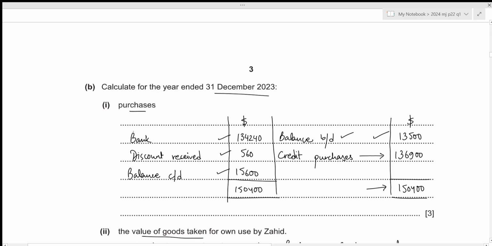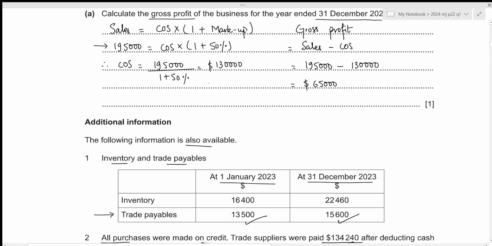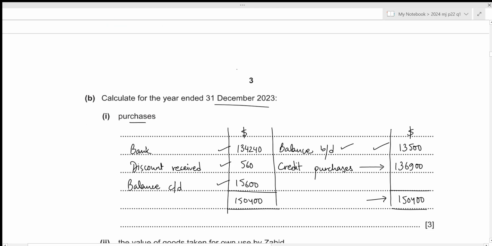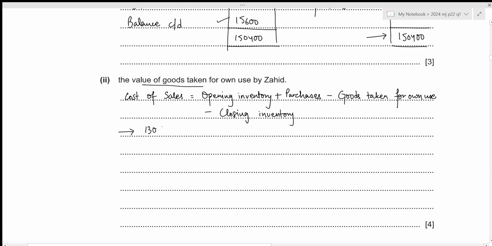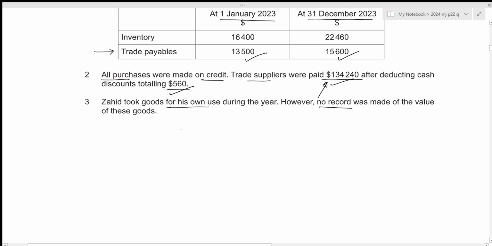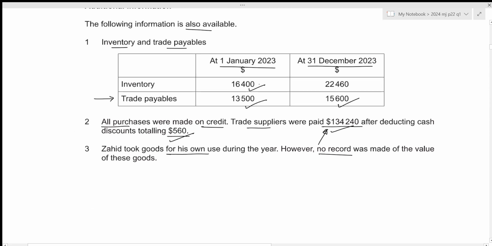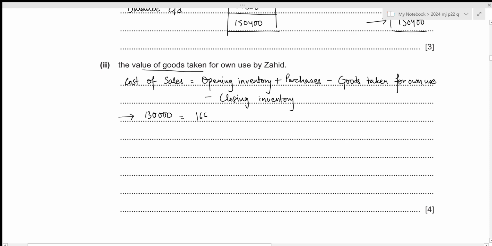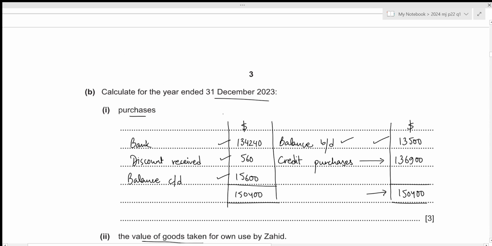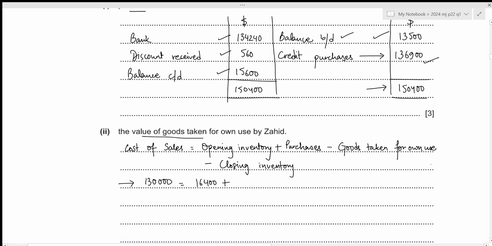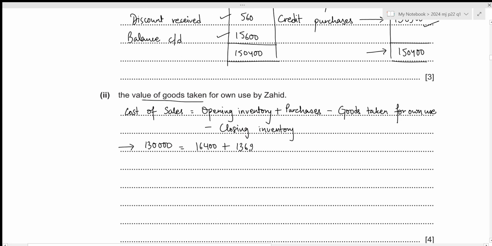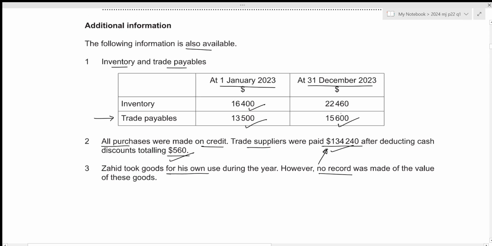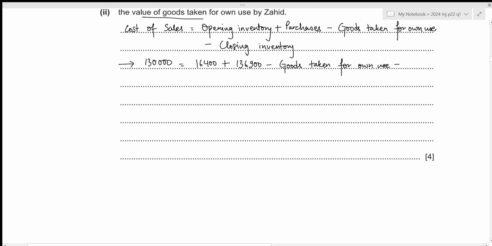Now we will just substitute the values. We've already calculated the cost of sales in our first part. That was 130,000. Opening inventory is also given within the additional information. That is 16,400. We calculated the purchases in the previous part. That is 136,900. We're trying to calculate the goods taken for own use. And we have been given the value of the closing inventory as well, 22,460.